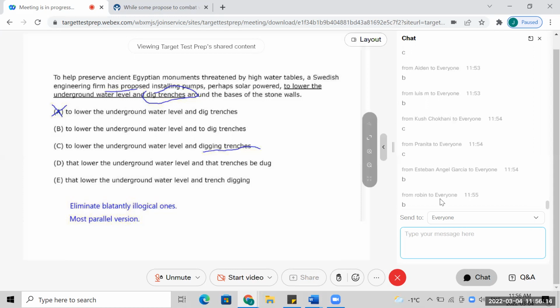So we're going to look for the most parallel things, but actually there's another issue with B. So let's get rid of B first. Has proposed installing pumps, perhaps solar powered, to lower the underground water level and to dig trenches? So basically, the pumps are to dig trenches. You see what's going on there? Installing pumps to lower the water level and to dig trenches. The pumps are not digging trenches, so even though this is perfectly parallel, it's going to kill it.